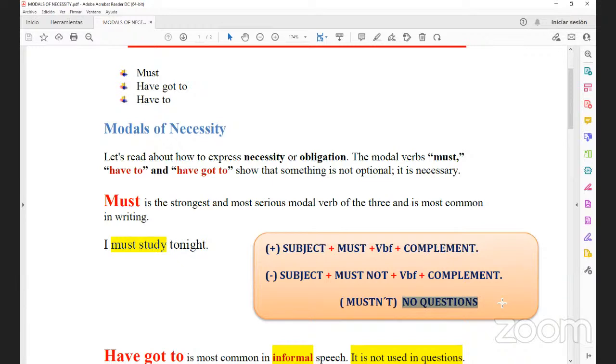In some cases, we can have the contraction of must not. So we can have mustn't. The pronunciation is going to be really rare. Mustn't, okay, mustn't. And we can use these ones. Now, we don't have questions because when we express something really strong, we never ask questions, okay?